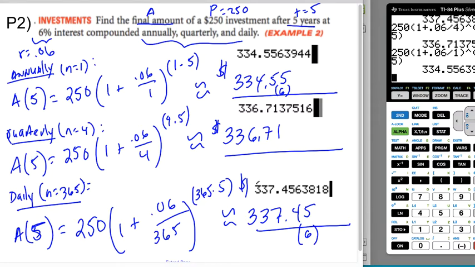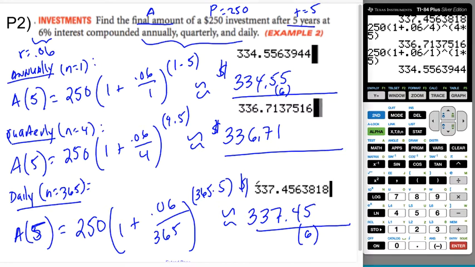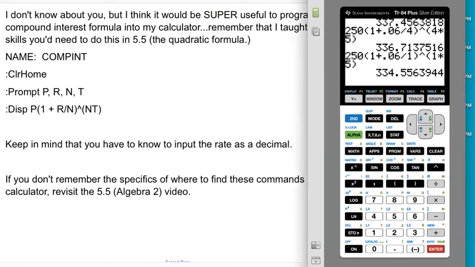Okay, so I've mentioned before that when you're going to use a formula like this over and over again, it's really a good idea to make a program. So I don't know about you, but I think it would be super useful to have a program for this. So let's walk through how we make a program for this, right?